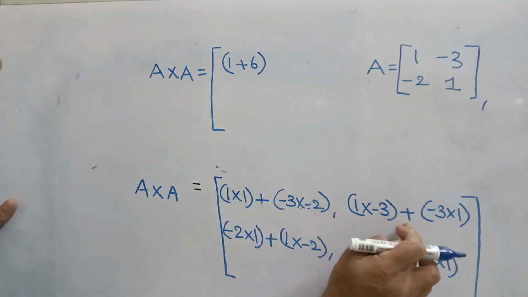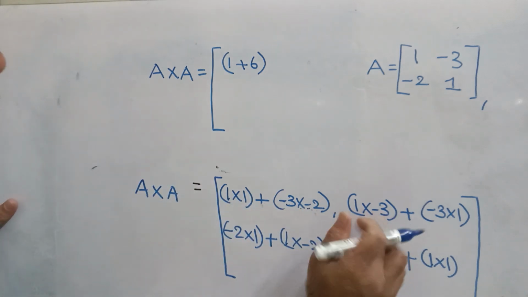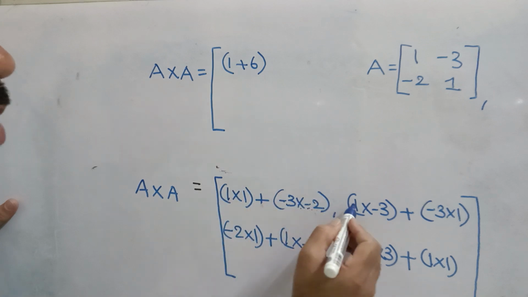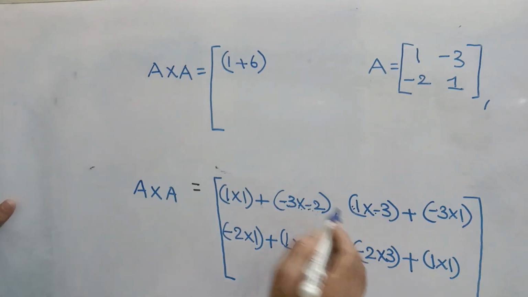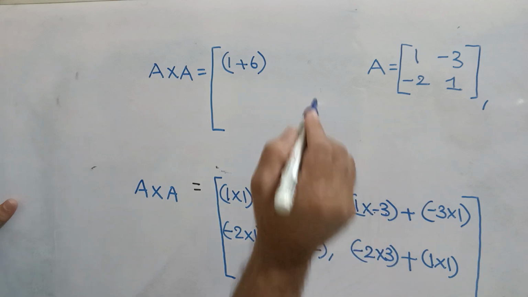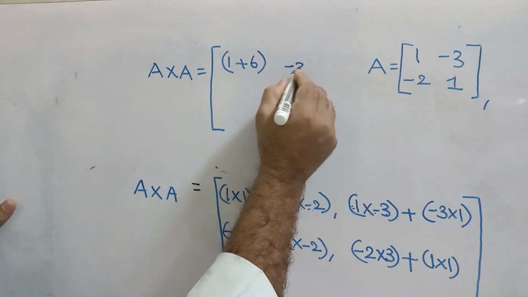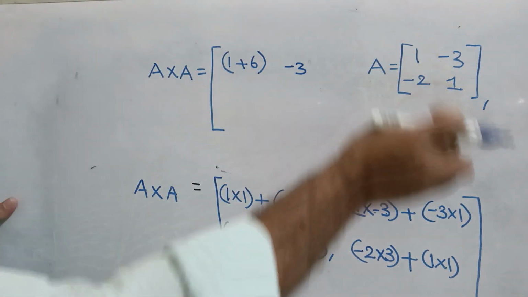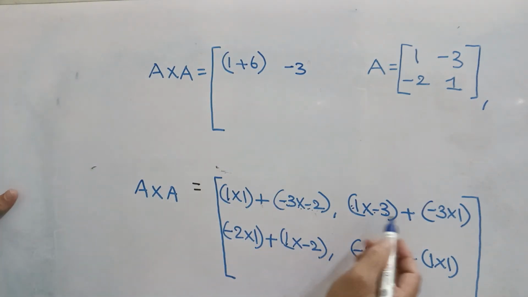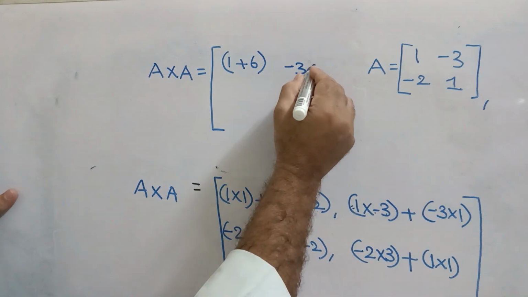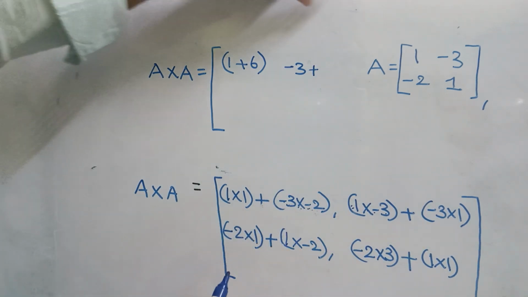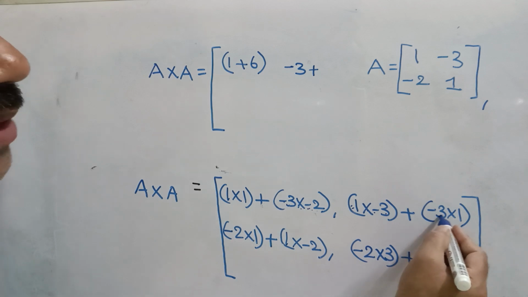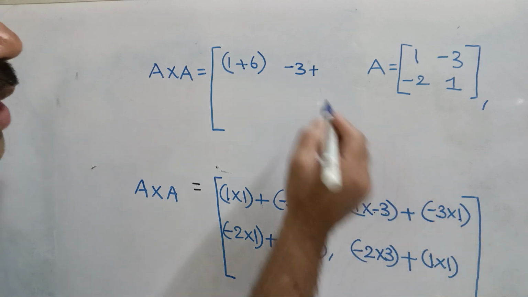Coming to the second element, 1 into minus 3. What is the sign of 1? It is plus. Plus into minus is minus. Therefore 1 into 3 is 3, and you have to write minus 3 here. Clear? Then plus, and again see here, minus 3 into 1 is minus 3.